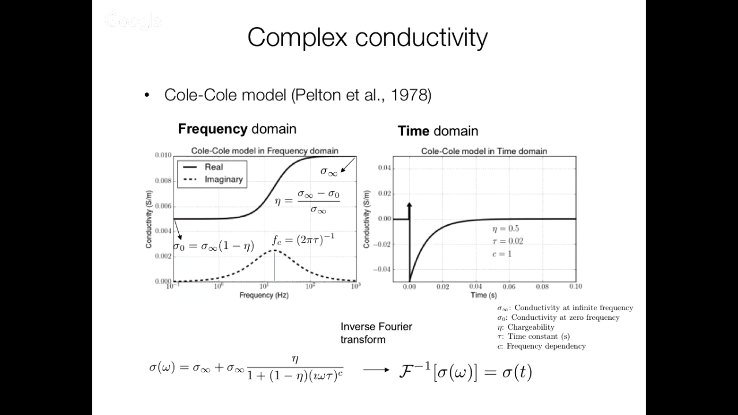Sigma infinity is the conductivity that the rock exhibits when you're passing infinitely high frequencies. So effectively what that means is that there's no IP effect. So this is the conductivity of the rock that doesn't have any contamination of IP.